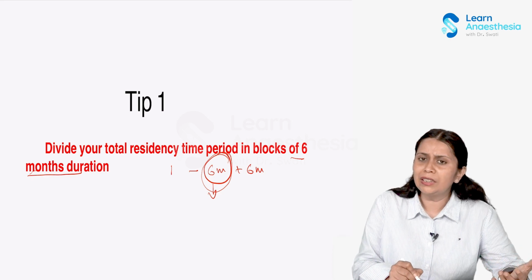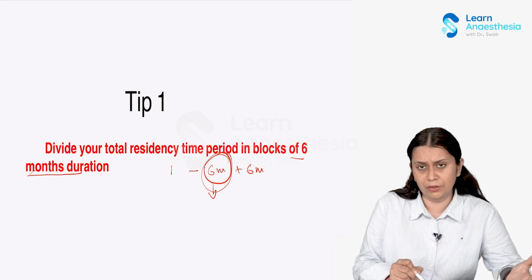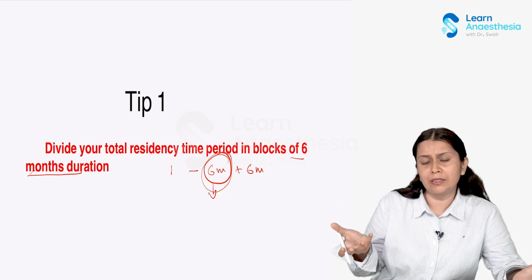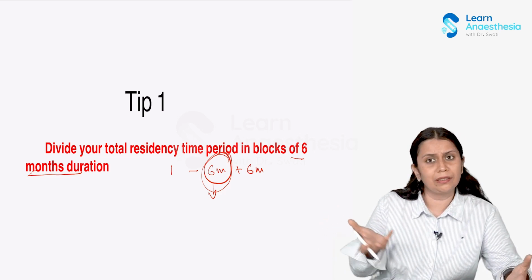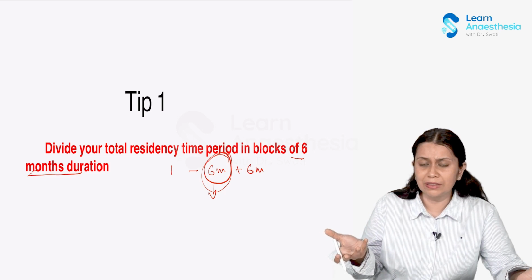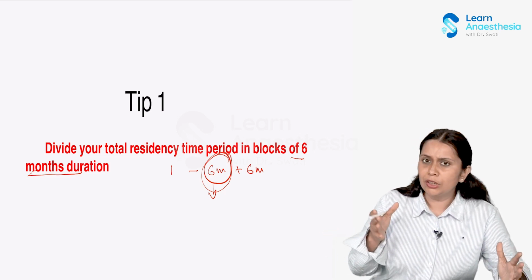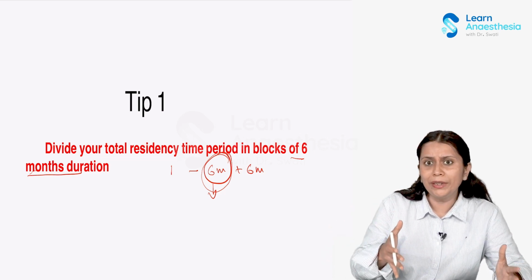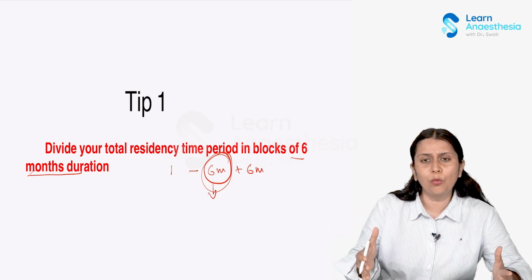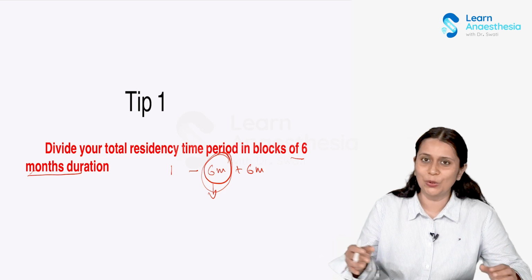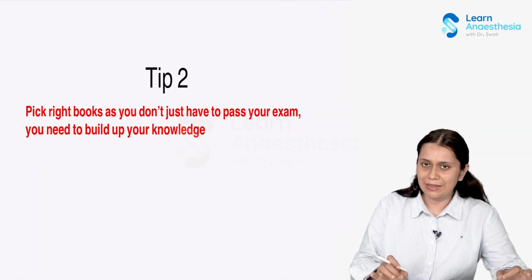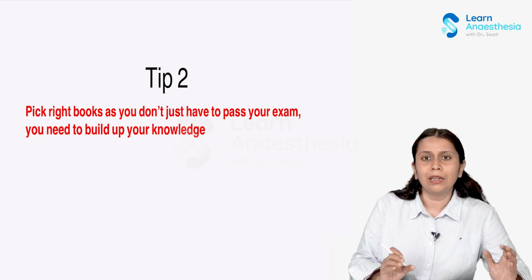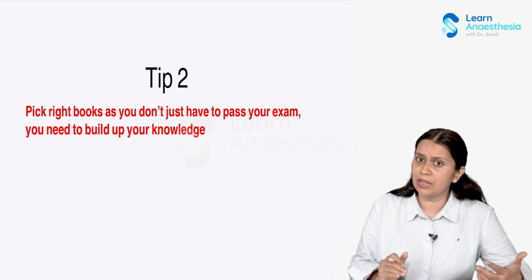Then what are the relevant theoretical things which you need to know in first 6 months? We will cover that. Like we need to know the relevant pharmacology of anesthesia, relevant applied physiology of anesthesia. So we divide your entire 3-year residency in 6-month blocks and know in every 6 months what portion you need to cover. Okay. My second tip is that you need to keep the required textbooks and resources available.